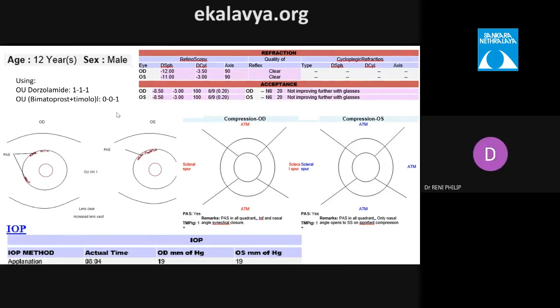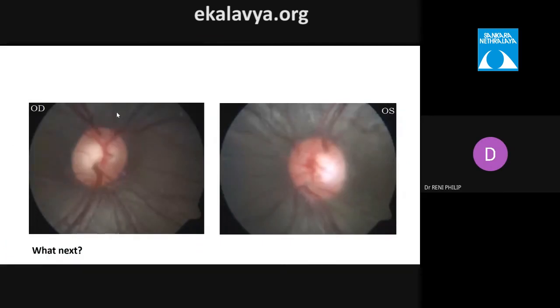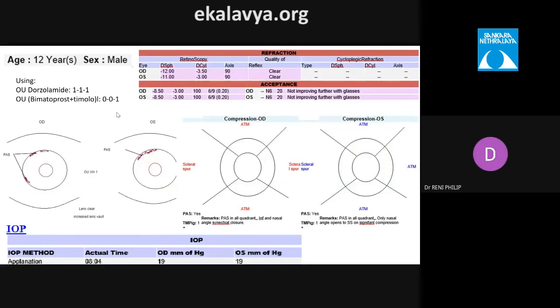And these are the disc pictures of the patient. So what is it and what next? Do you want something else? Diagnosis? Primary angle closure. 12-year-old child.